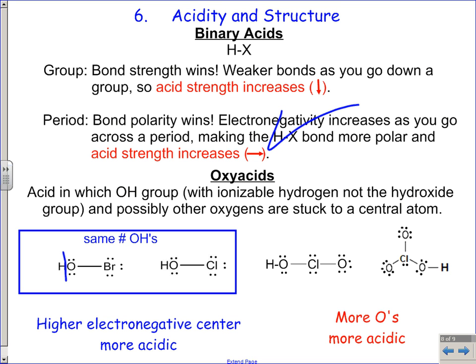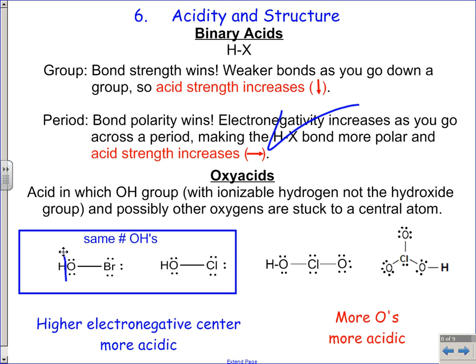So between these 2, if you look at electronegativity trends on the periodic table, when you go down, electronegativity decreases. So in that particular case, HOCl is going to be our stronger. So a high electronegative center is going to be more acidic.